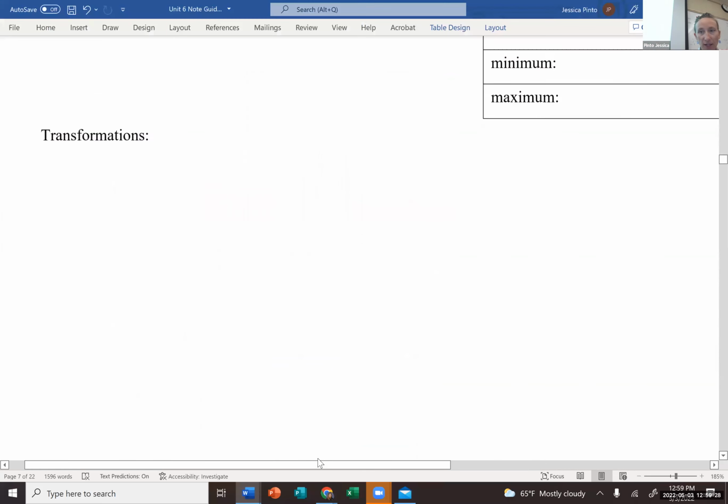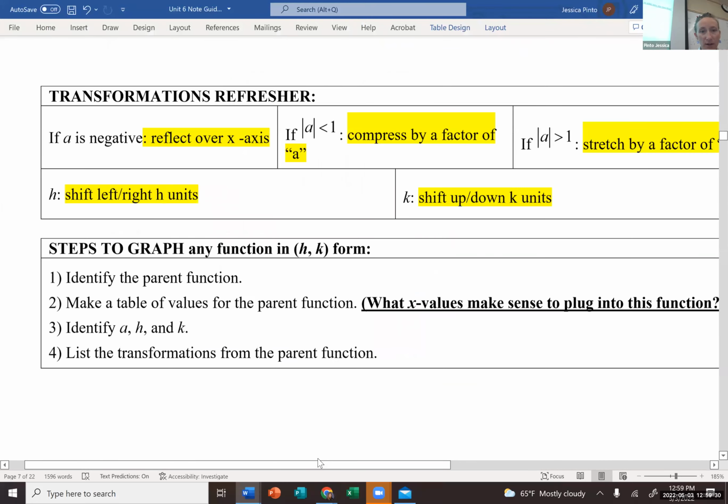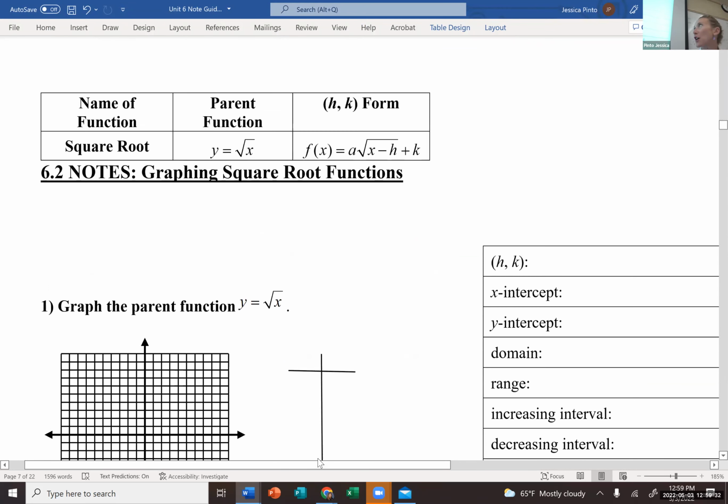We'll start here with our parent function. Those of you who haven't gotten this out, let's take these 6.2 notes out. We want to take a look at 6.2, but I also want you to turn the page over to 6.3 to compare what's coming next.